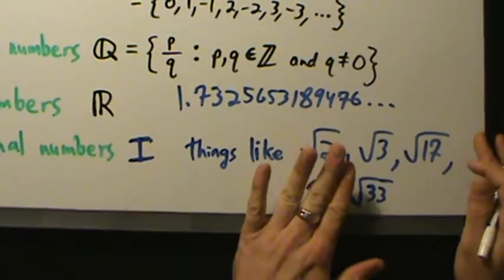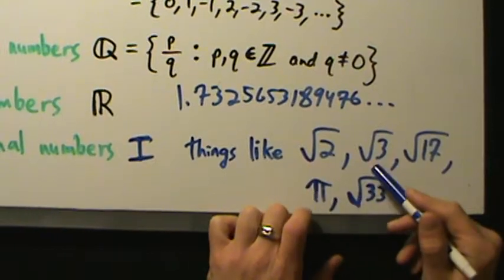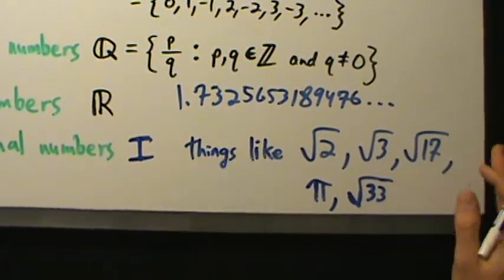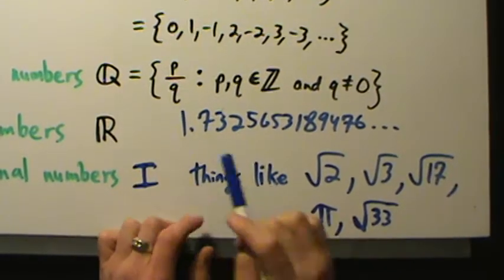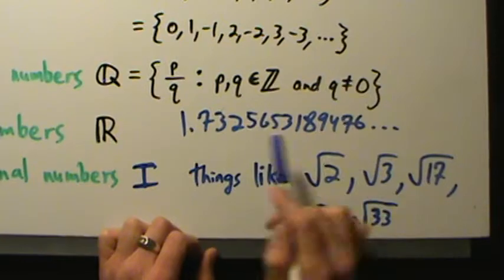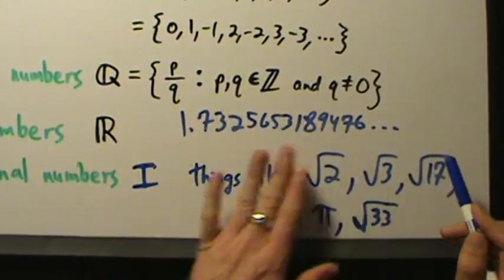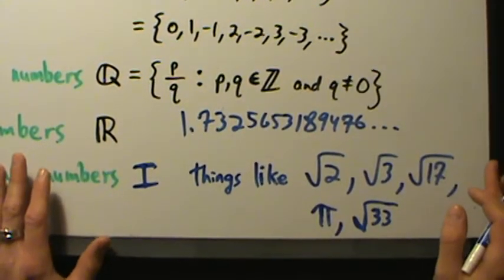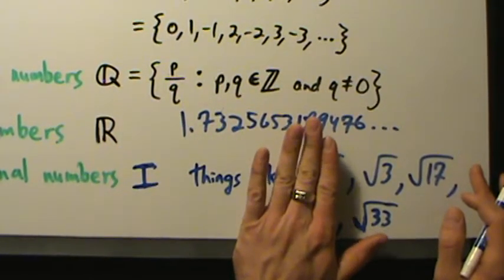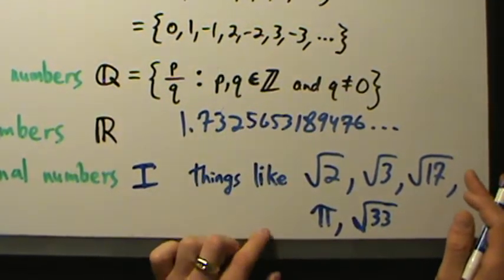All of these numbers actually have that property: square root of 2, square root of 3, root 17, pi, root 33. They have infinitely many places after the decimal point, and they never repeat. So that's a very important distinction. If you have the repetition, it's rational. Without the repetition, and if it's still infinite, then it's irrational.